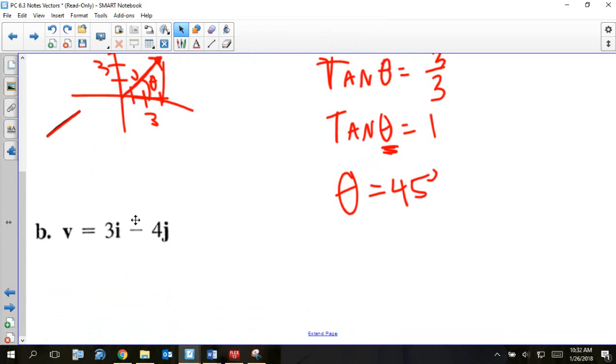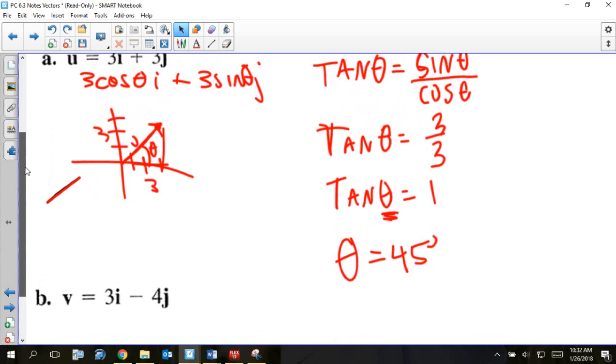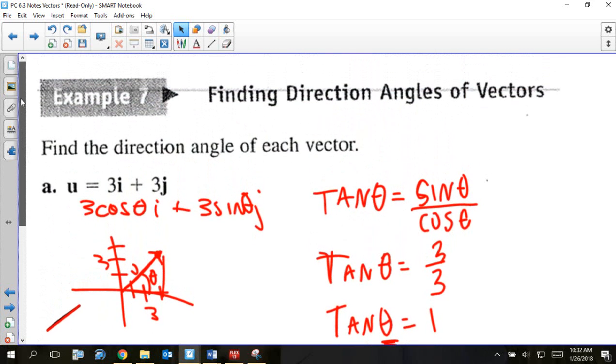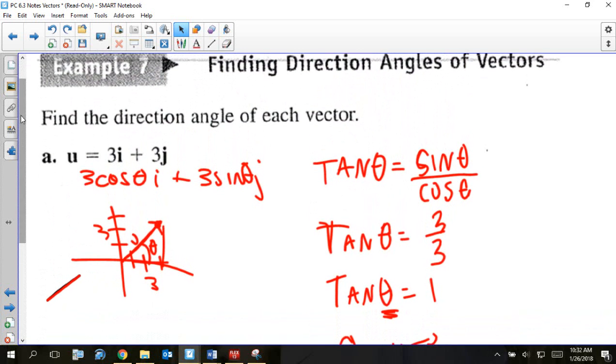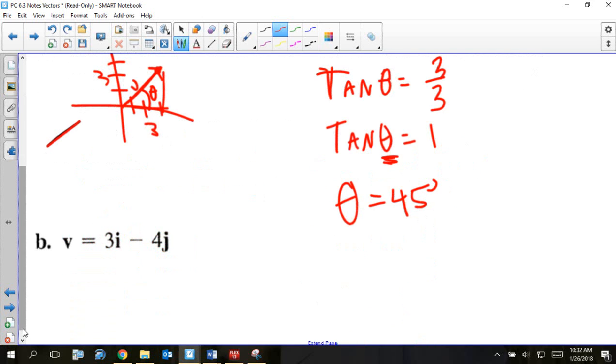How did you just throw the cosine? You have the 3 and the i, but why? Because this is the x, and this is the y. And x is cosine, and y is sine. So I'm just switching things in and out that we've already learned in here. Right? We know sine is y.